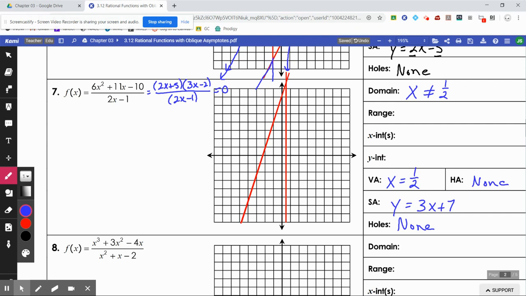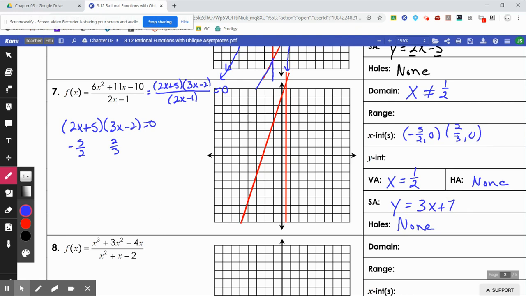The only way that can be true is if the top is equal to 0. So 2x plus 5 or 3x minus 2 have to equal 0. So that's going to be negative 5 halves or a positive 2/3 as your two x-intercepts. So negative 5 halves, 0, and 2/3, 0.